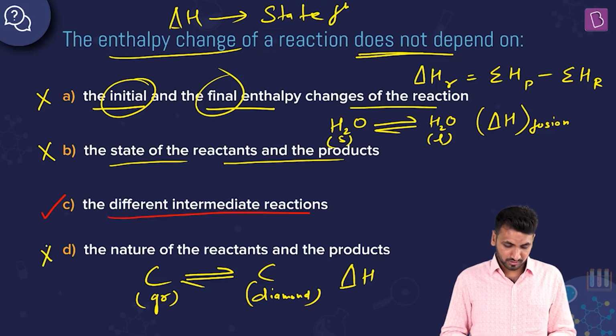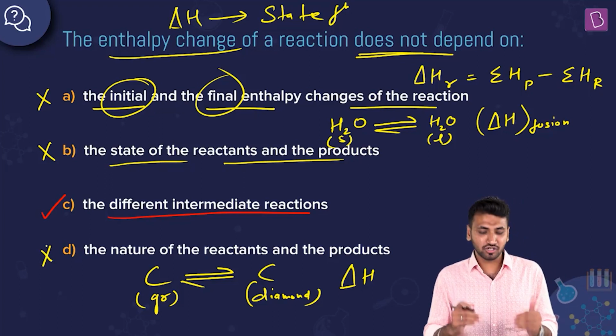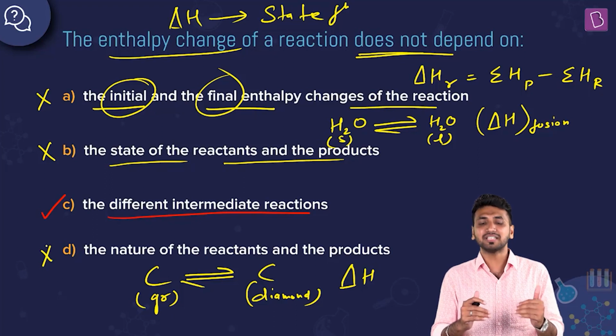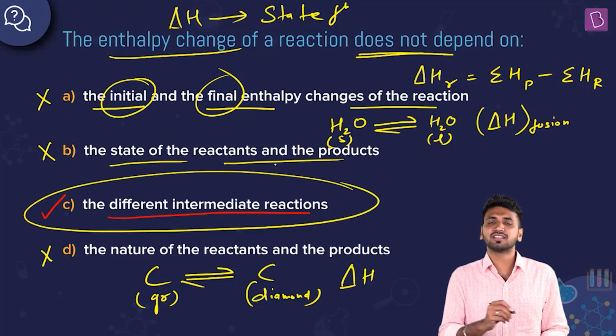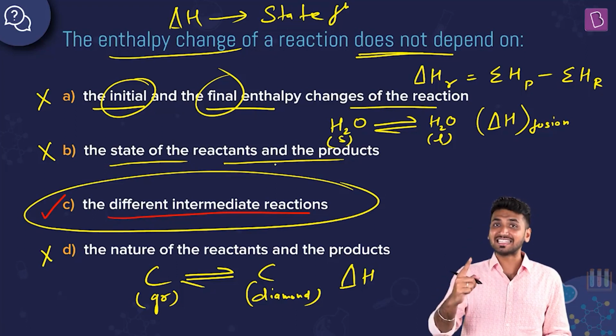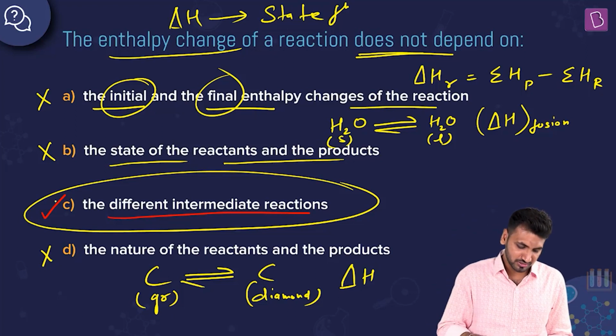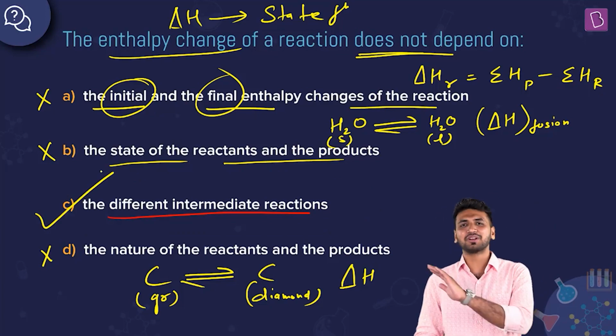So we are looking for the option which does not affect the enthalpy change. That means different intermediate reactions. If you have different intermediate reactions, that is not going to change the enthalpy change. So option C is going to be the right answer to this question, and with that we conclude this question.